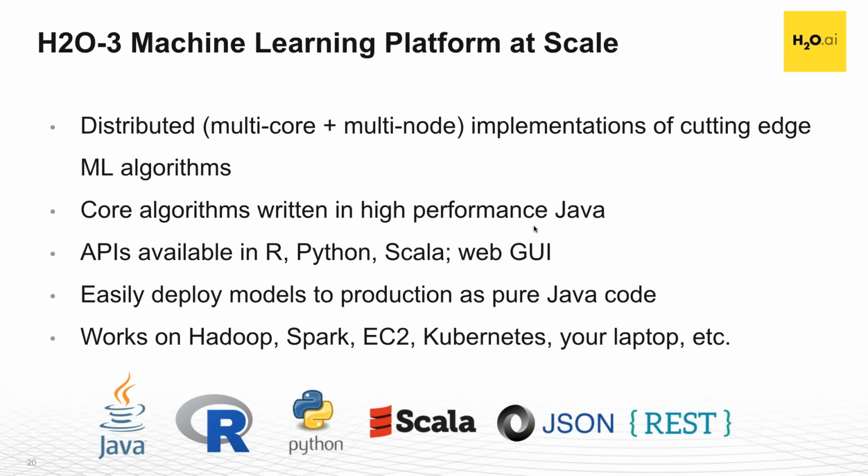And the core algorithms have been written in Java, but the APIs, like I said, are available in the other common languages. You can also easily deploy these models to production because they are written in Java. So that makes it very easy. And it works on Hadoop, Spark, EC2, Kubernetes, your laptop.